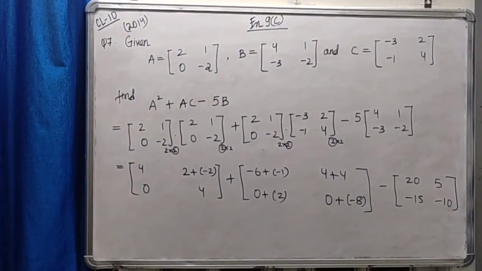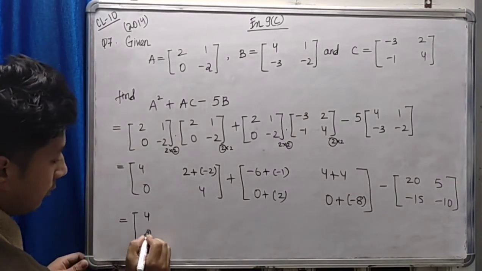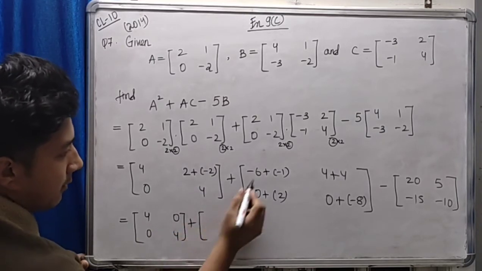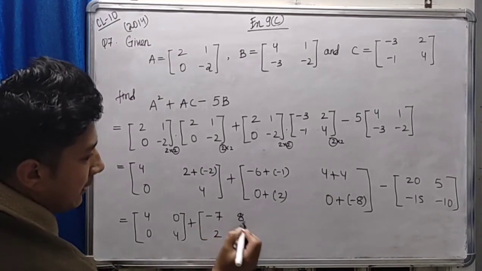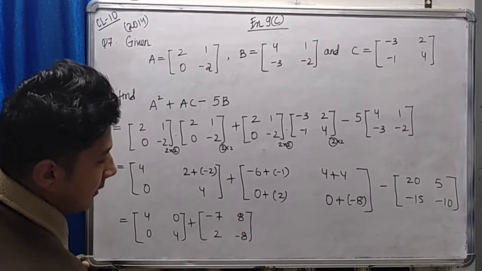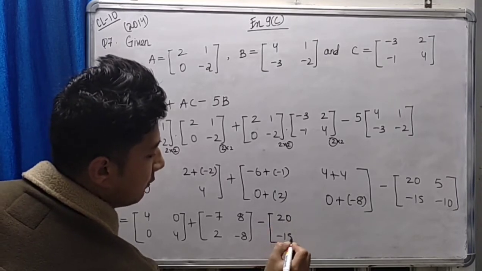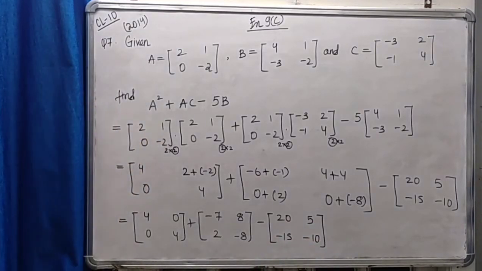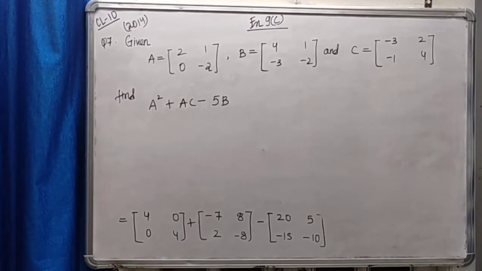All right, so now let us simplify it further. This is 4, 0, 2 to cancel out, so 0, 4, this is the first matrix, plus minus 6 minus 1 will be minus 7, this will be 2, this will be 8, this will be minus 8, second matrix done, and minus the last is 20, minus 15, 5 and minus 10. So these are the final matrices that we are getting. I want you all to pause the video and note it down till here.